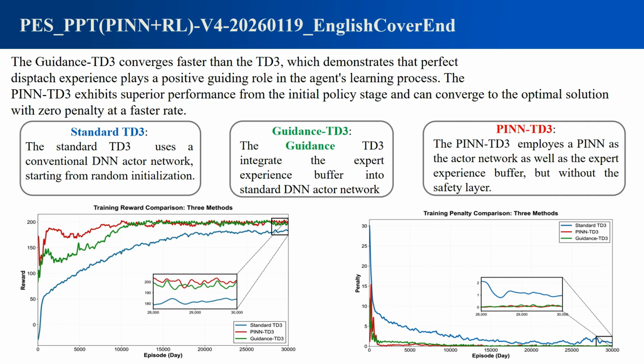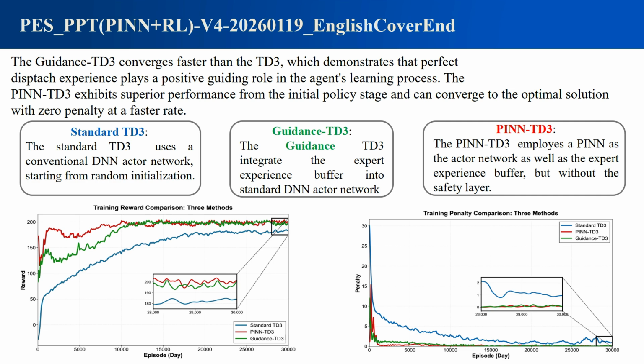The training comparison isolates the contribution of each component. Standard TD3 uses a conventional DNN actor and starts from random initialization. It learns slowly because it has no dispatch structure and no expert demonstrations. Guidance TD3 adds the expert experience buffer to a standard DNN actor. Its reward curve improves faster, showing that perfect dispatch samples help the policy move into better regions early.